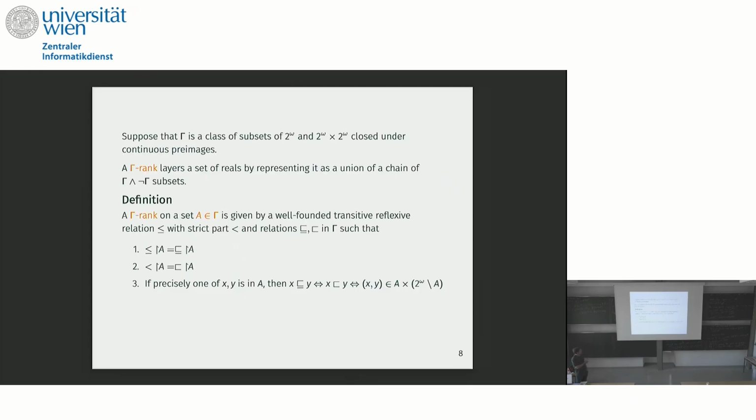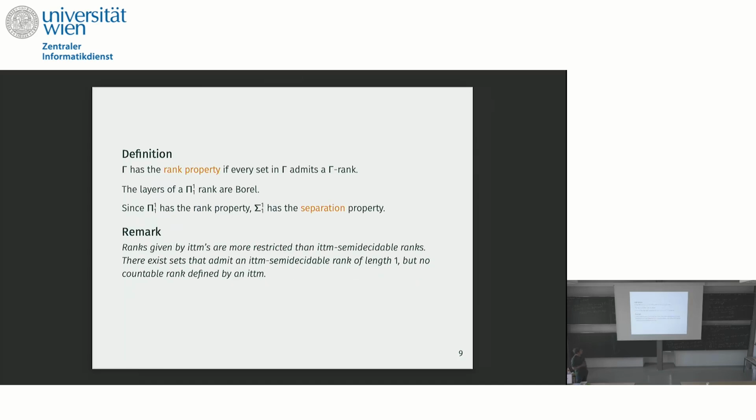This is the definition of a rank. In general, you have a class of sets like pi11 or sigma12. And then the rank layers the set, and the layers are themselves in the dual class. They're simpler. And then you have these two comparison relations. They're restricted to the set, they agree with a certain pre-well order. And also, if you have x and y, one of them in A, the other one not, then the one not in A sits on top of everything in A. All right, so this is from descriptive set theory. And the class has the rank property if every set in gamma has a gamma rank.